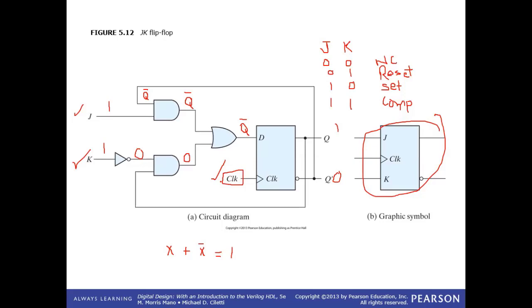Yes, sir. In the SR latch, the things were only dependent on the inputs S and R. But in the D flip-flop and the JK flip-flop, the output is also dependent on this clock. Is this clear? Any questions? No, sir. Okay.